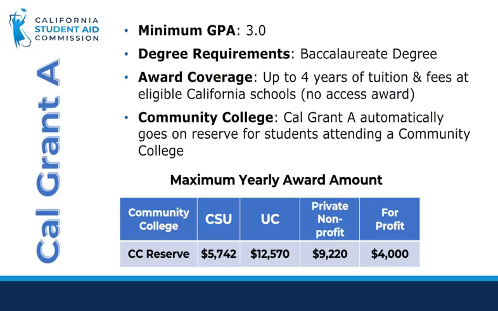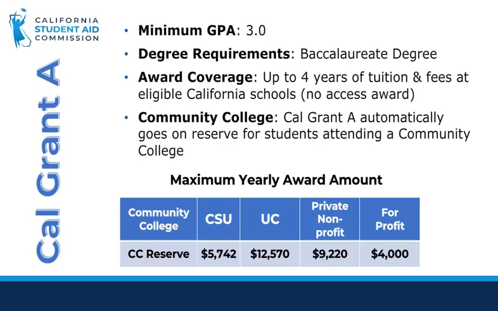Here we can see the maximum dollar amounts per year at the different institutional segments. Cal Grant A awards for students attending a California community college are put on Community College Reserve for up to 2 years automatically, with a third year via request by the student via their student portal.